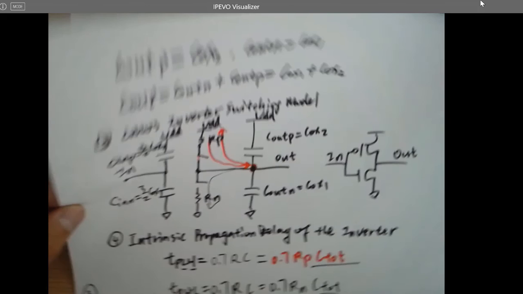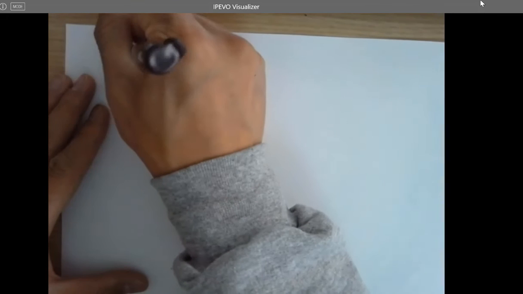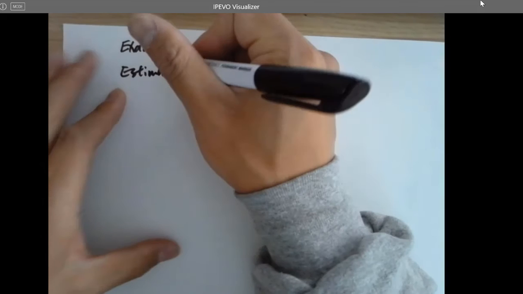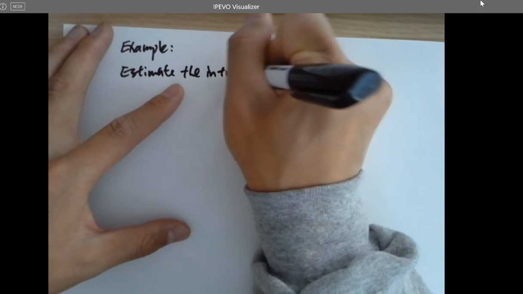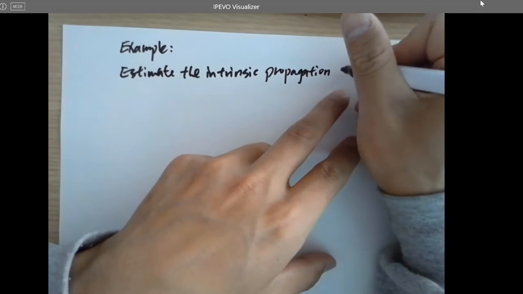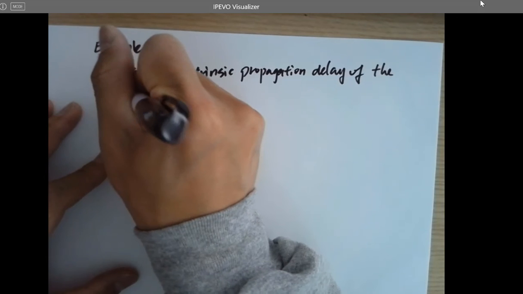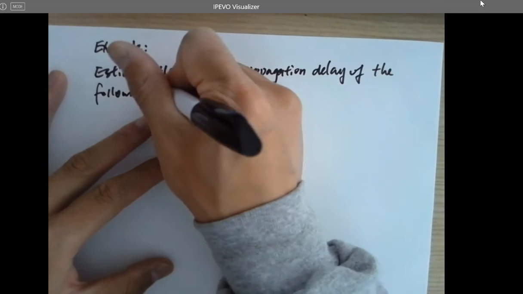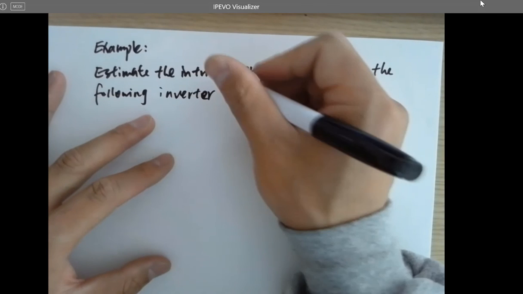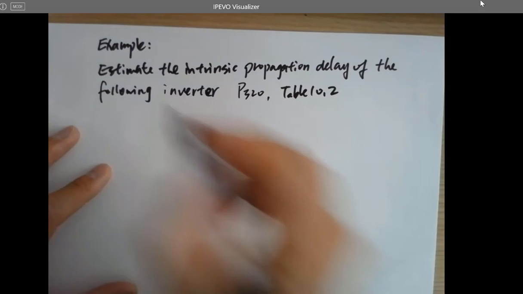So let's look at one example. Estimate the intrinsic propagation delay of the following inverter. This is on page 320, and refer to Table 10.2 for all these parameters for this transistor.